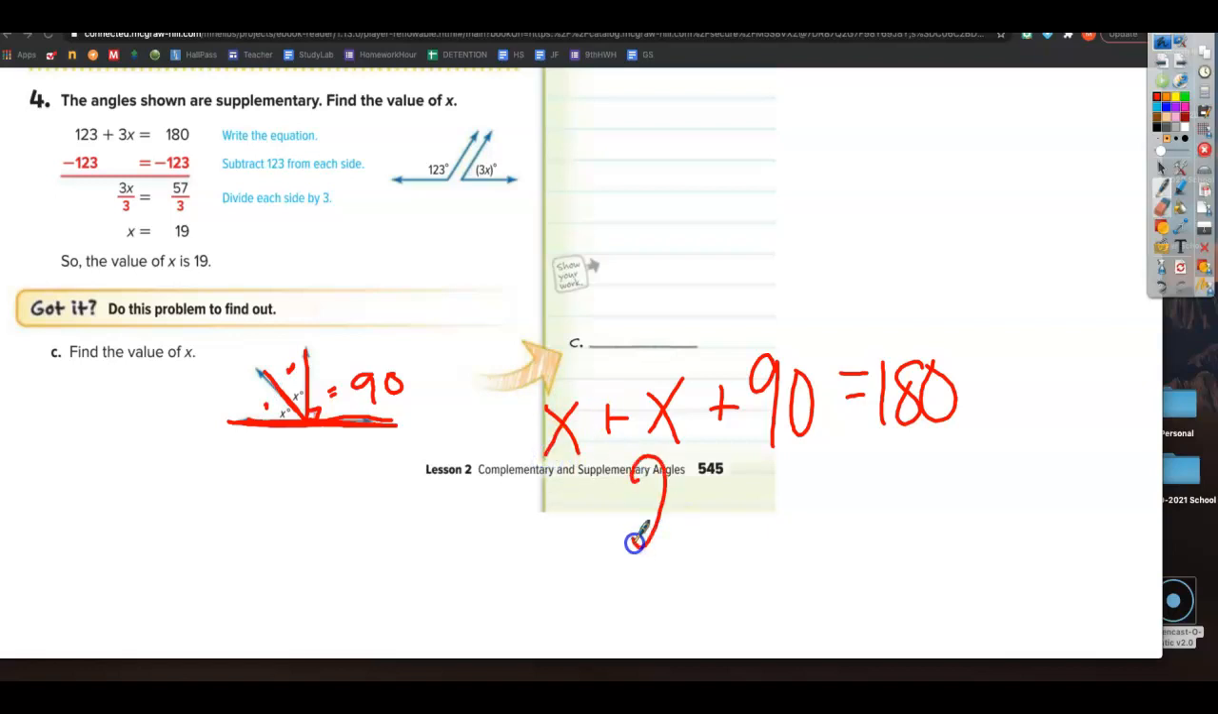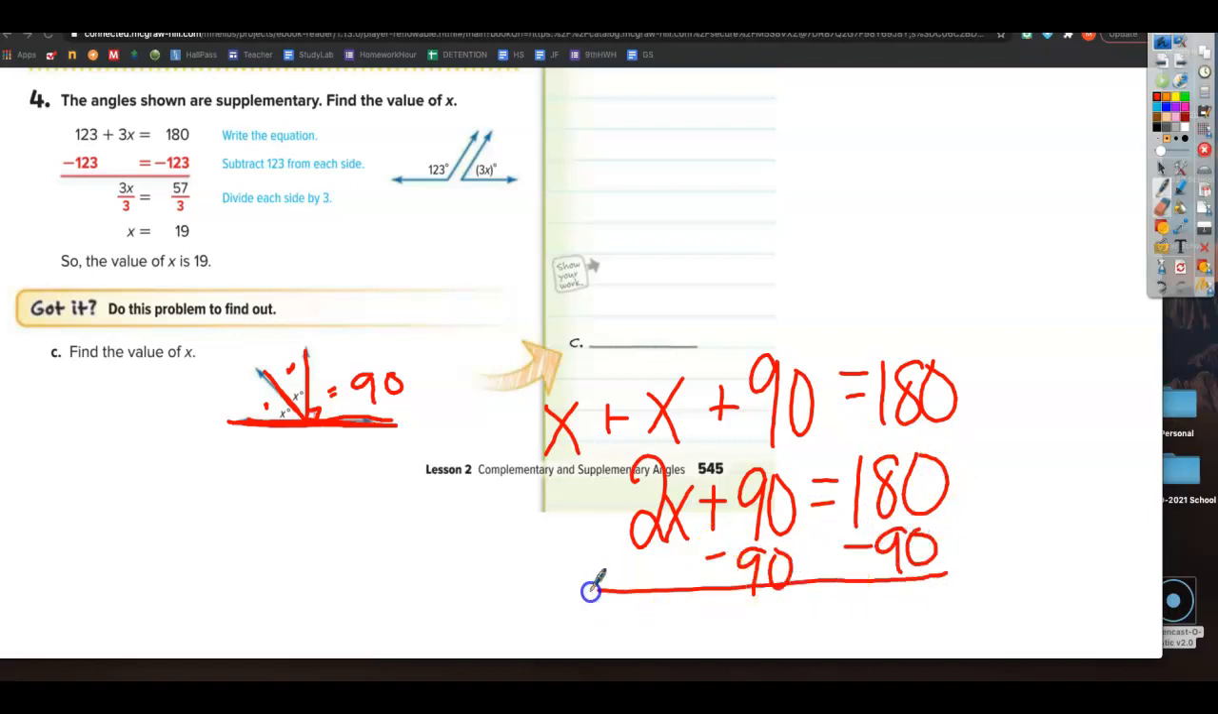So let's write 2x, I hope you're writing this down with me, plus 90 equals 180. Then what would I do? Subtract 90. I still have 2x, so then I would divide by 2. So what does x equal? 45.